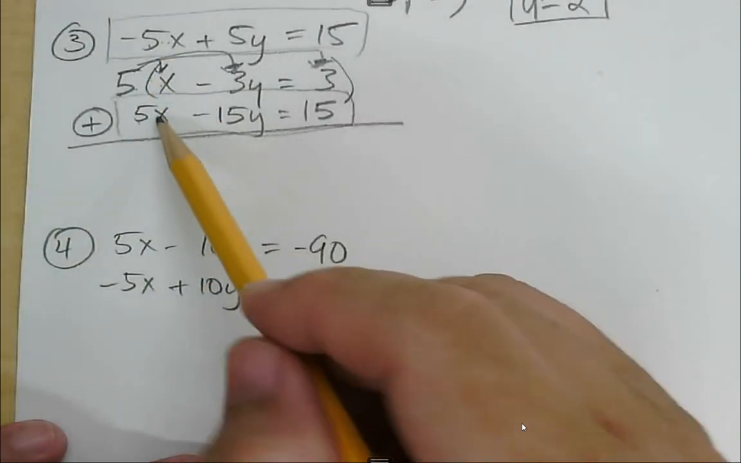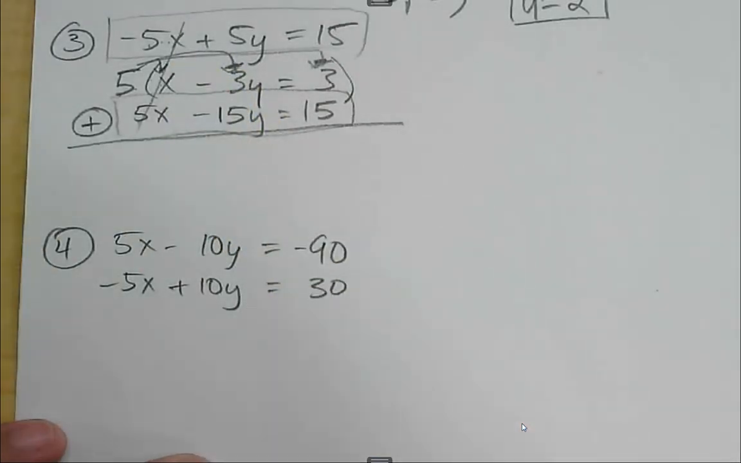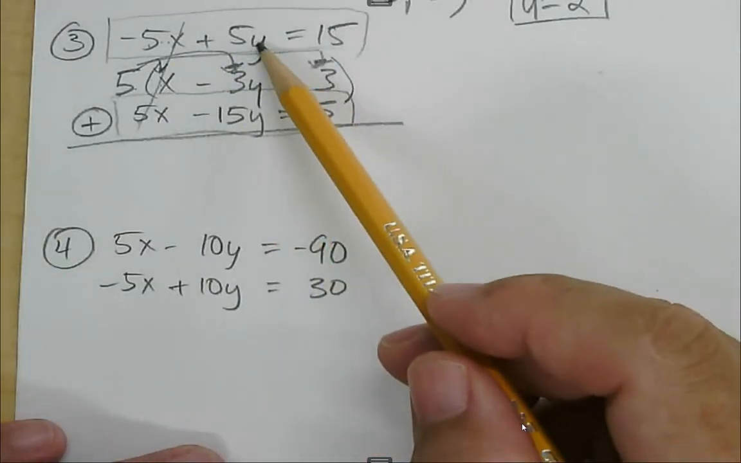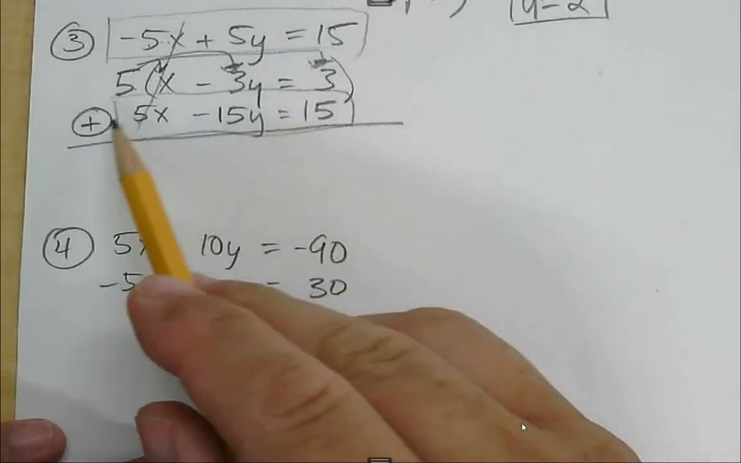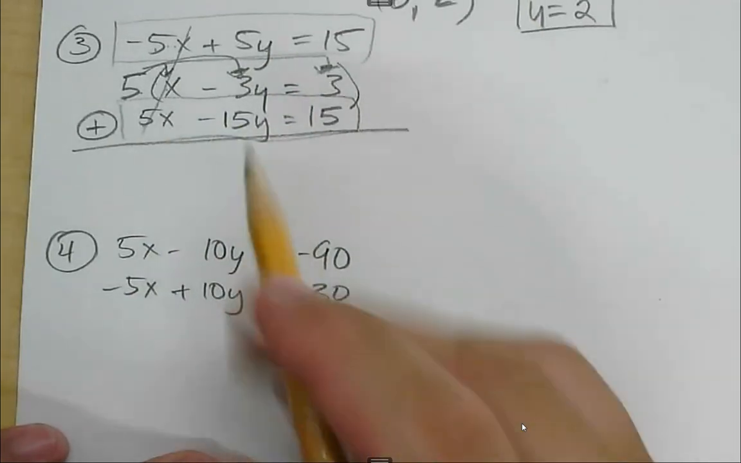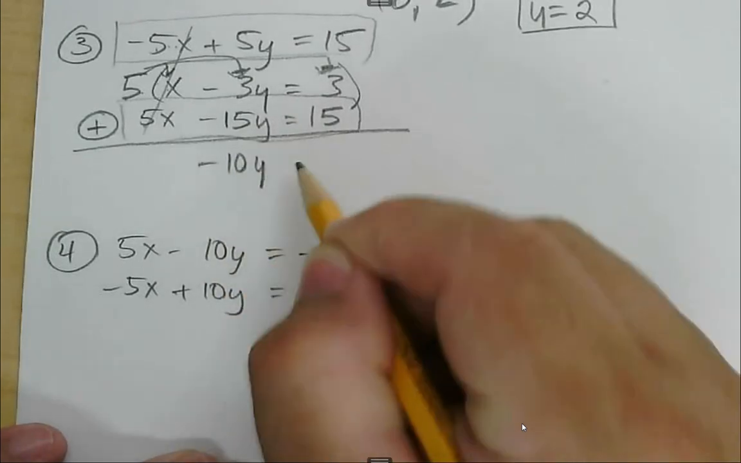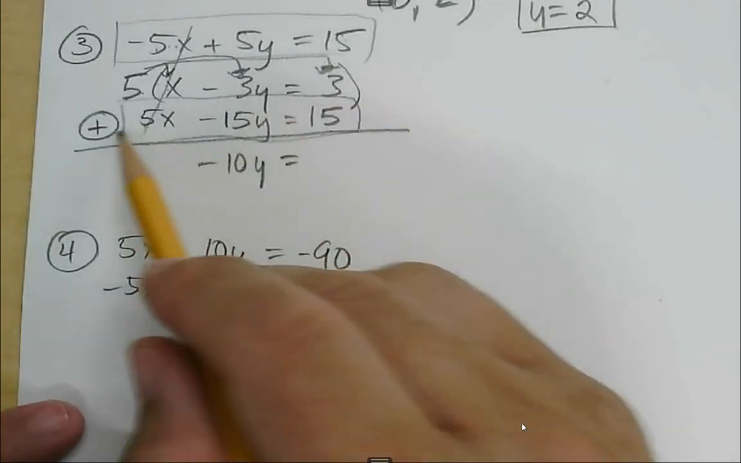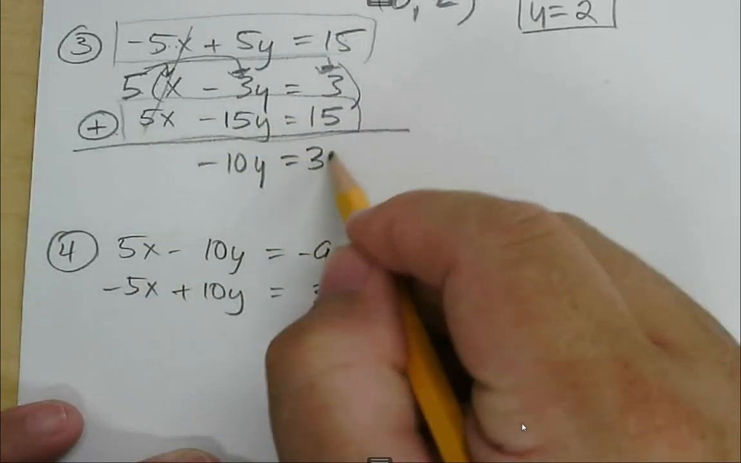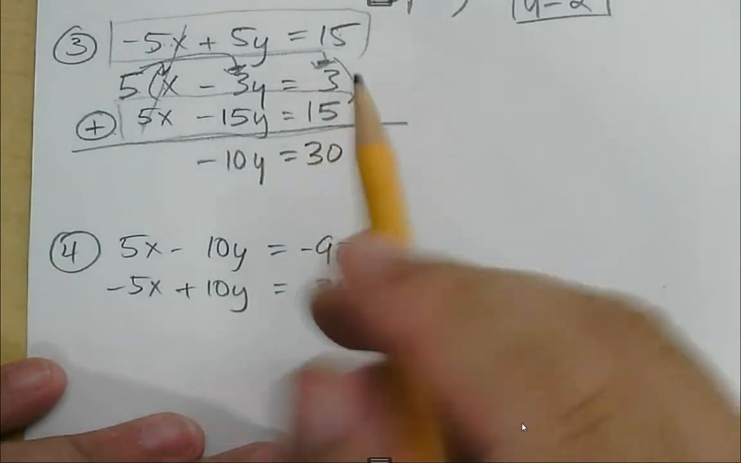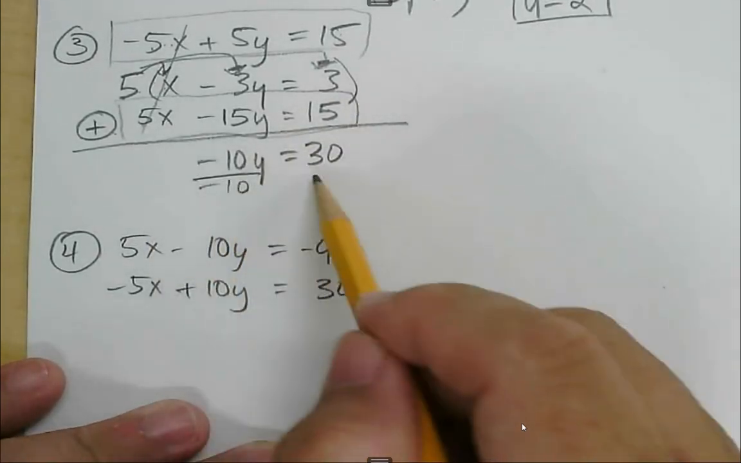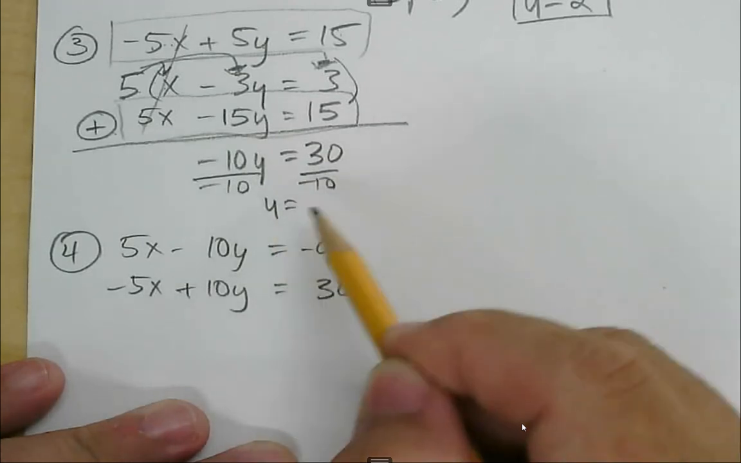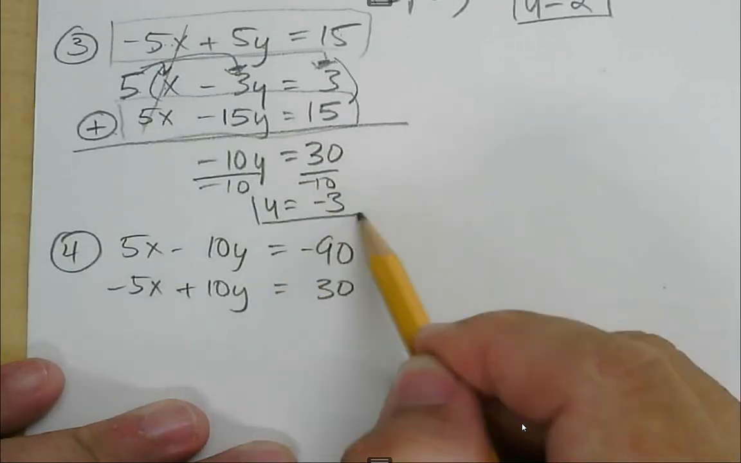Negative 5x plus 5x goes away. It's gone. Now I've got 5y plus negative 15y. 5y plus negative 15y is going to equal negative 10y. And 15 plus 15 is going to equal 30. So very quickly you can see I got to an answer here where I can divide by negative 10 and I'm going to get an answer of y equals negative 3.